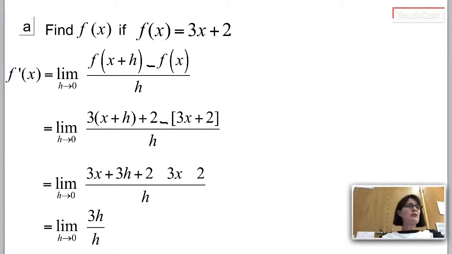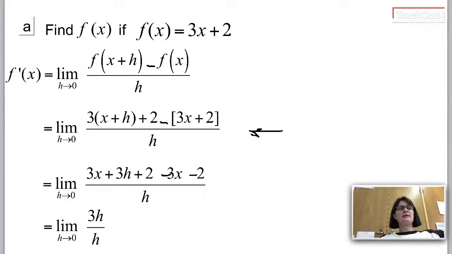So I need the limit as h approaches 0 of f of x plus h minus f of x. So I'm going to take x plus h and replace x in my rule with it. So that's going to be 3 times x plus h plus 2. And I'm going to subtract what I get when I just copy the rule over, f of x, in this case 3x plus 2. I'm going to make 100% certain that I distribute the subtraction. So that's me distributing that subtraction sign. I get 3x plus 3h plus 2 minus 3x minus 2.